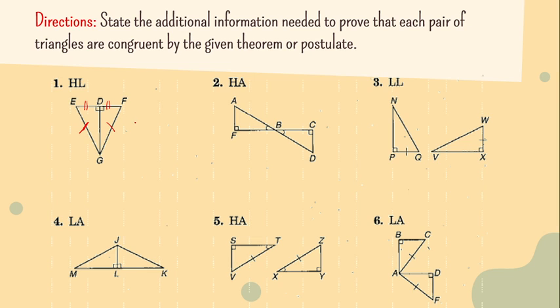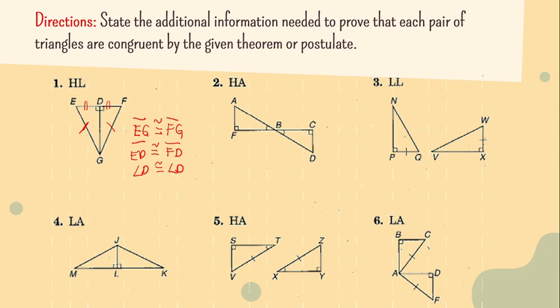So, we can say that side EG is congruent to the side FG. Then, side ED is congruent to side FD. And then, yung angle D natin, congruent sa angle D.